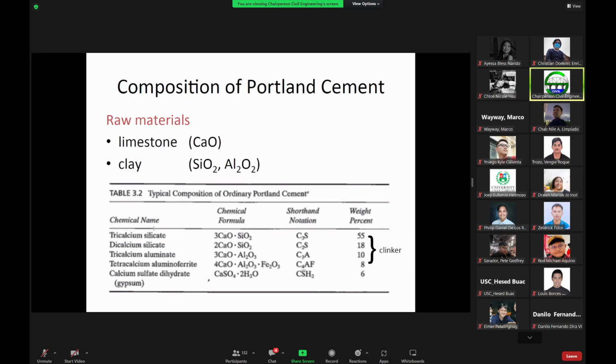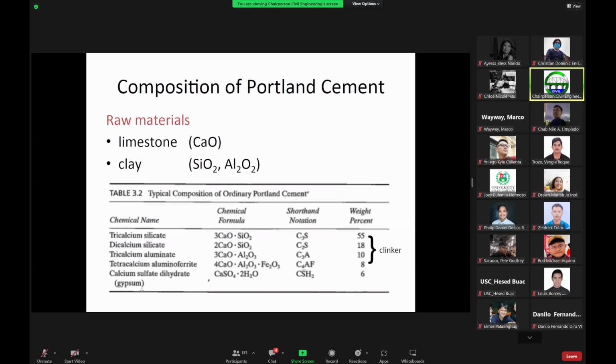So you should familiarize yourselves with this shorthand notation. This is what will keep popping up in the lecture. Your tricalcium silicate, I will refer to as C3S. This dicalcium silicate is C2S. Tricalcium aluminate, that's C3A. Tetracalcium aluminoferrite, that's C4AF. And this calcium sulfate dihydrate we will call gypsum.